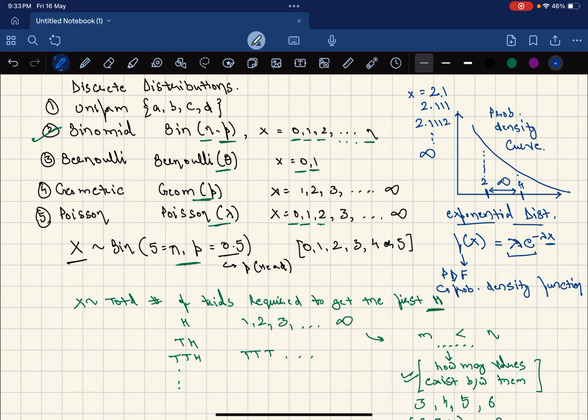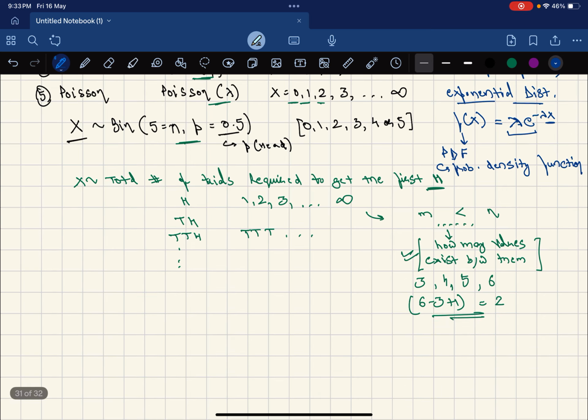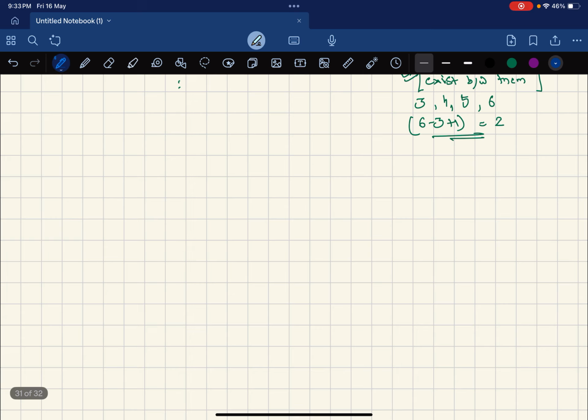So for a continuous distribution, once again, we can have infinitely many values between any two x values, as you can see in this particular example. So for a continuous distribution, there could be infinite values between any two values of x.